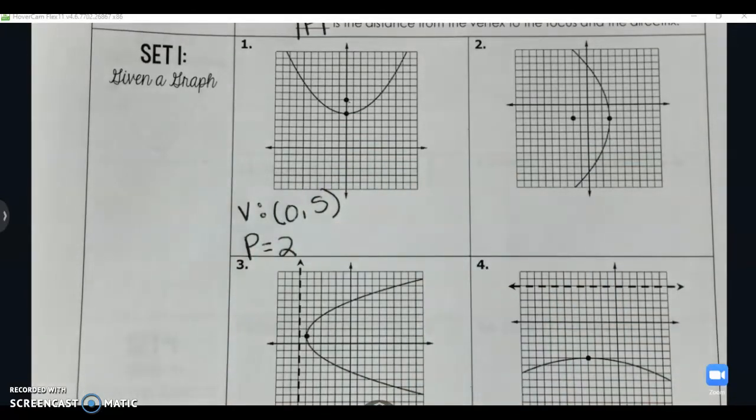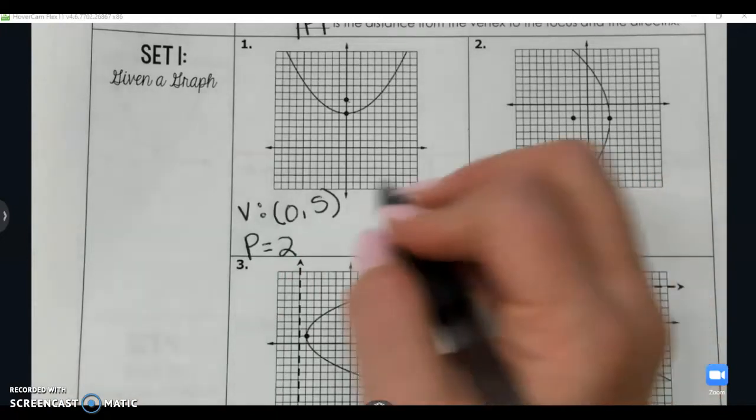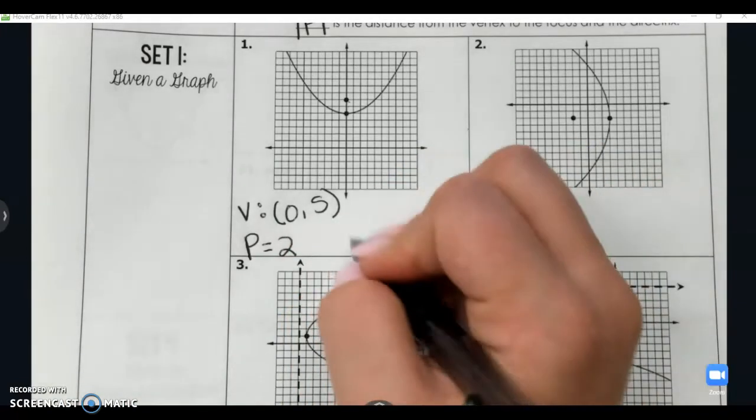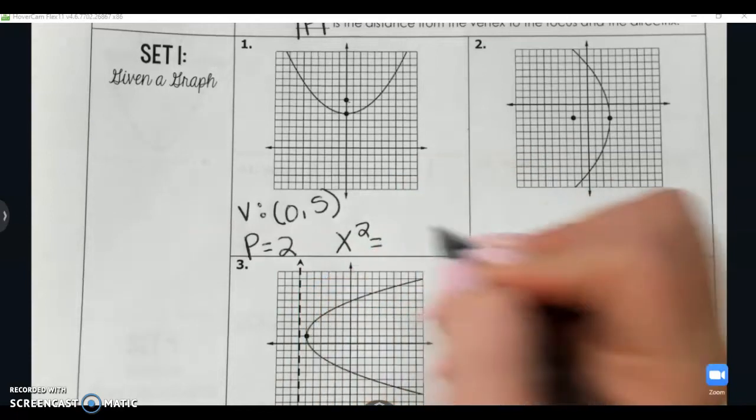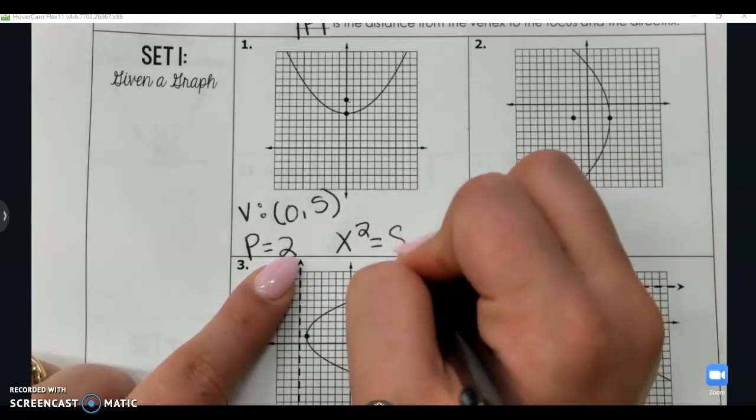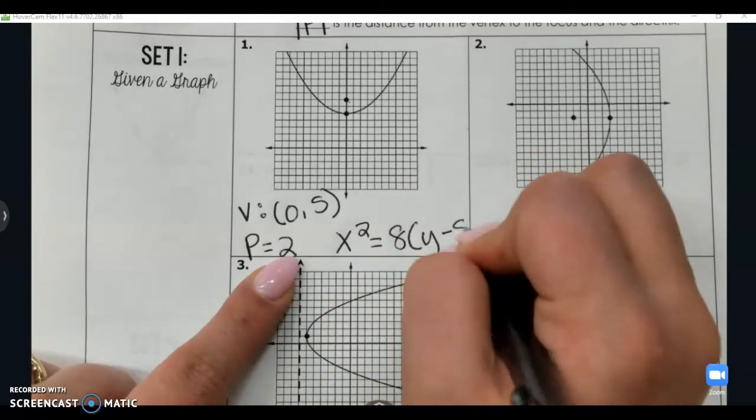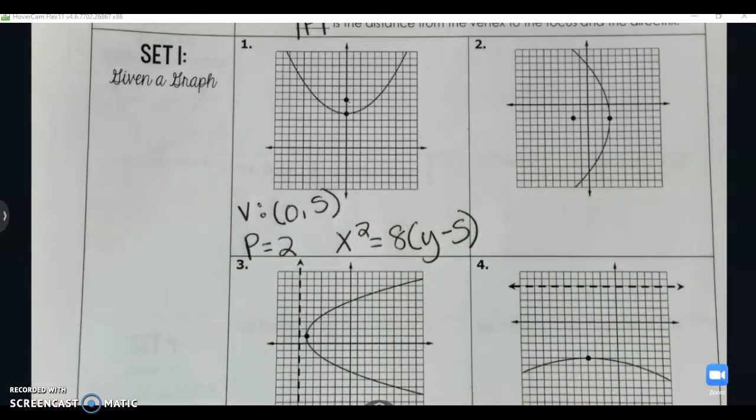So vertical parabola, open up, here's my vertex and p. So I'm going to plug those values into my equation. X minus 0 is just x, so x squared is going to be equal to 4 times 2 is 8, y minus 5. Okay, not too bad.